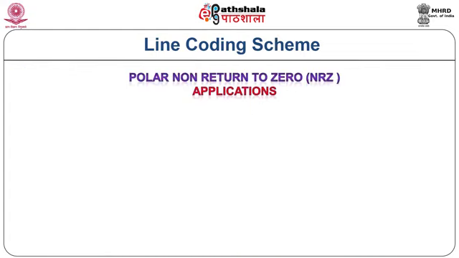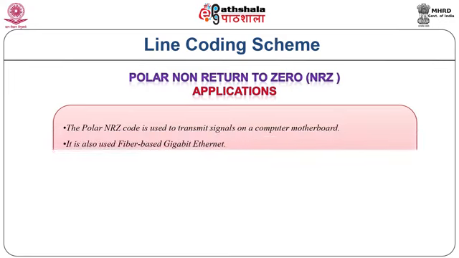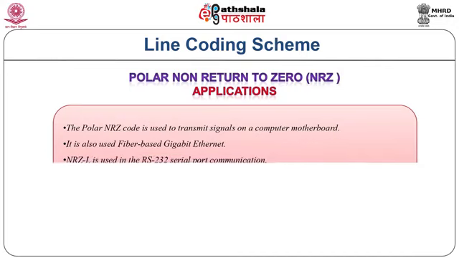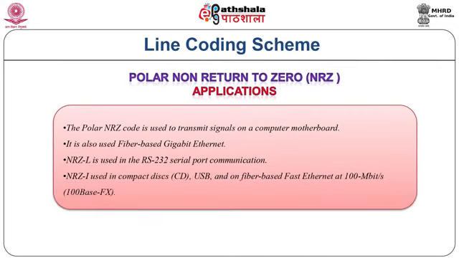Let us now look at some of the applications of NRZ. The polar NRZ code is used to transmit signals on a computer motherboard. It is also used in fiber-based gigabit Ethernet. NRZ-L is used in the RS-232 serial port communication. NRZ-I is used in compact discs, USB, and on fiber-based fast Ethernet, which are running at 100 megabits per second.